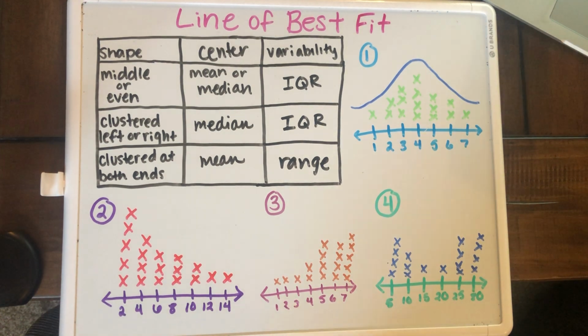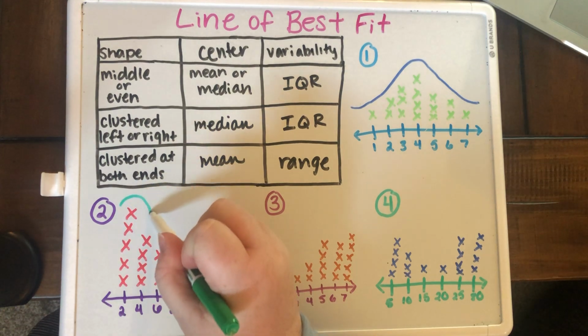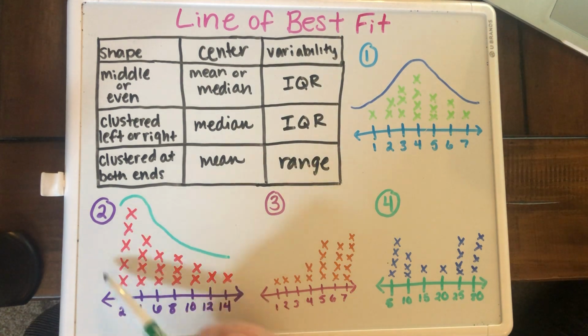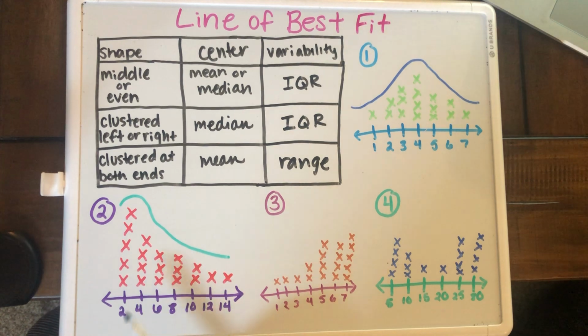If we look down here at number 2, we've got another shape happening. So if we're dealing with this shape, we would say that it is clustered, which means it's grouped to the left or to the right. What would you say? Well, the most data is to the left. So in this case, our data is going to be clustered to the left.